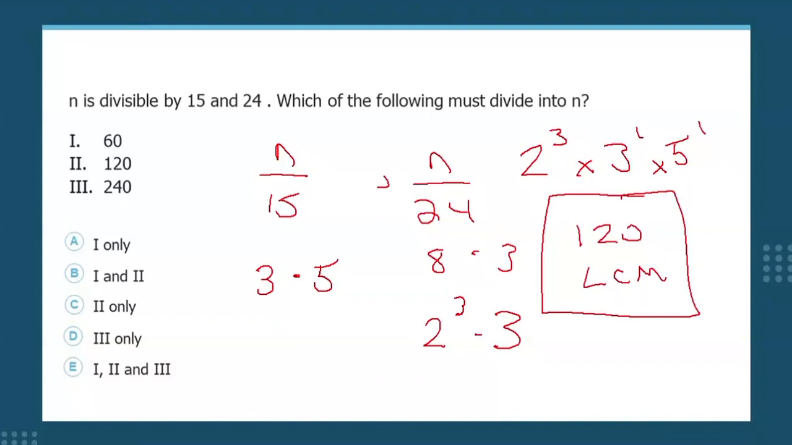So that means what divides into that? Well, 60 does, and 120 does. 240 does not. Key word here is must divide into, not could. Could would be 1, 2, and 3, but must, you take the smallest possible value. That value is 120, so 1 and 2 is the answer here.